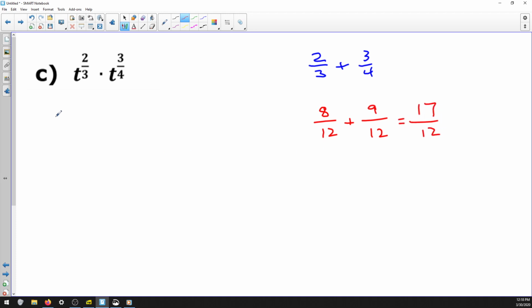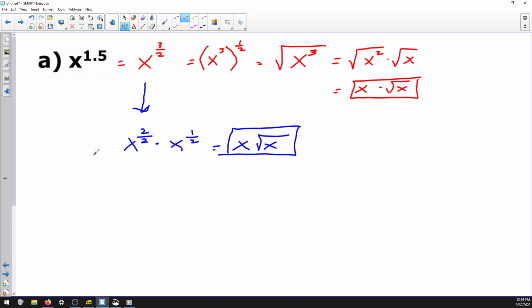Okay. And so if I add these two, if I multiply these two t's together, when I add the exponents, I'm going to get t to the 17/12. Okay. And so that's going to be my answer, right, in exponent form, but I have to turn it into radical form. Okay. So very similar to what I did with this one.